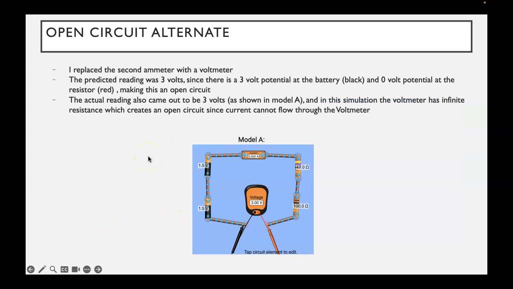When we did the open circuit alternative, we replaced the second ammeter with the voltmeter, and the predicted reading was 3 volts since there is a 3 volt potential at the battery and 0 volt potential at the resistor, making this an open circuit. The actual reading also was 3 volts, and in this simulation, the voltmeter has infinite resistance, which can create an open circuit since current cannot flow through the voltmeter.